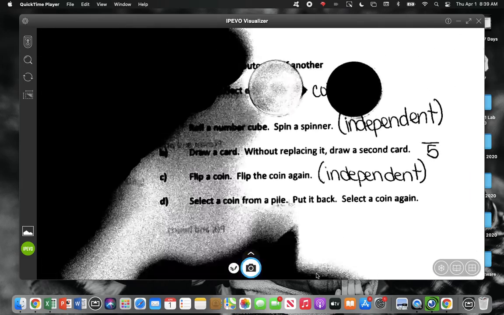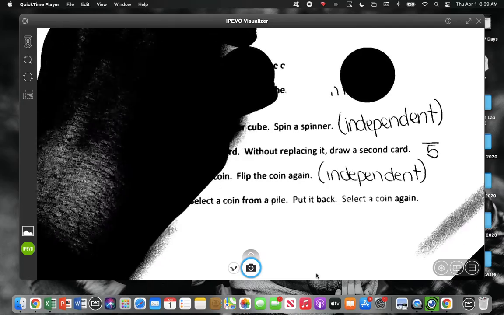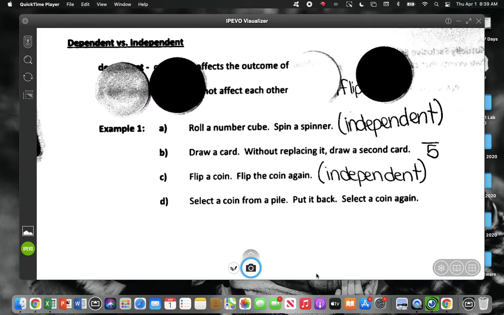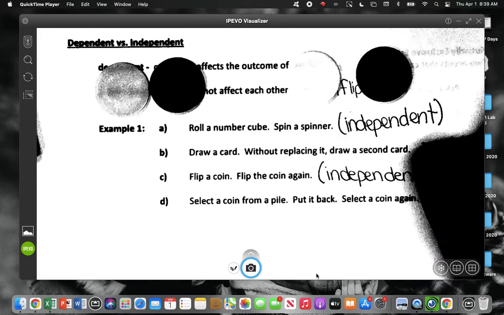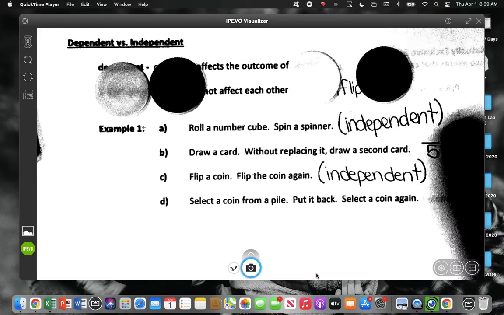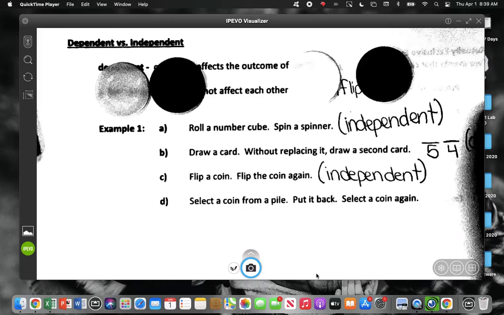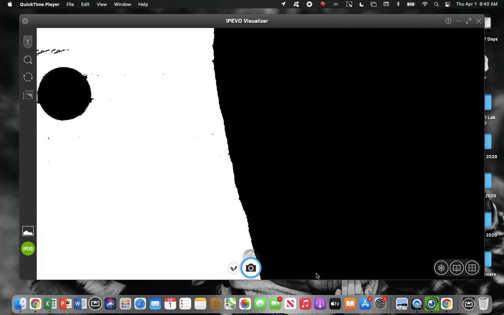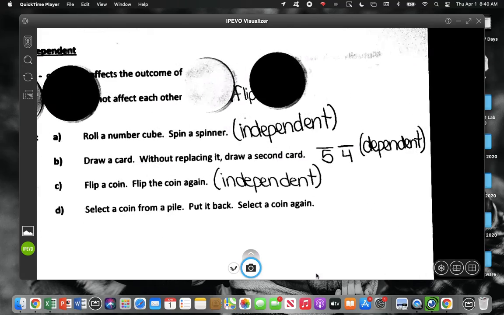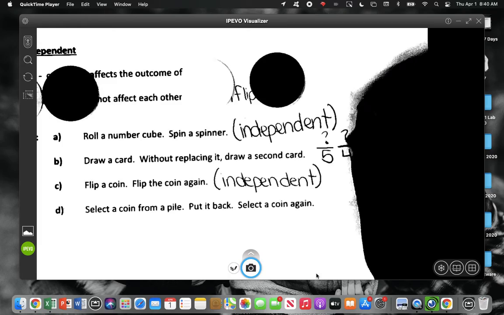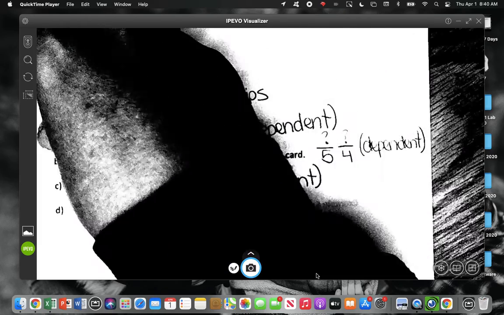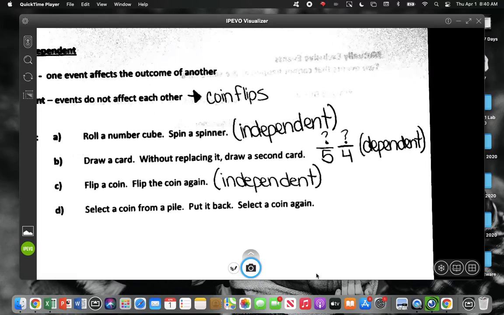Whenever I had this first card and I take it out, it now changes the probability of picking the second card. That's what it means whenever it's dependent. If the probability changes from the first event to the second event, then that is going to be dependent, because the second card would be out of 4. So this one is dependent. Do you have to write the numbers? You can just write dependent. I just wanted to show you that it would be something out of 5, and then the second one was something out of 4. So whatever I picked in the first card definitely had an effect on what the second probability would be.